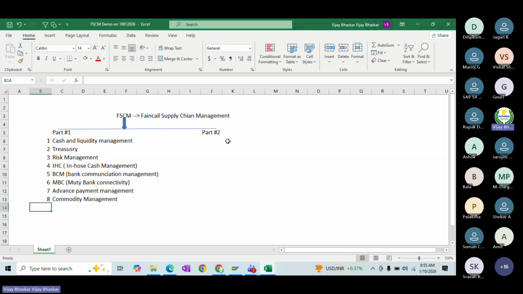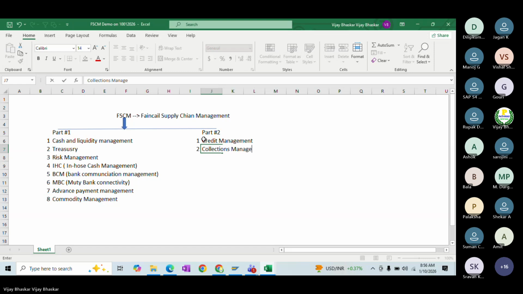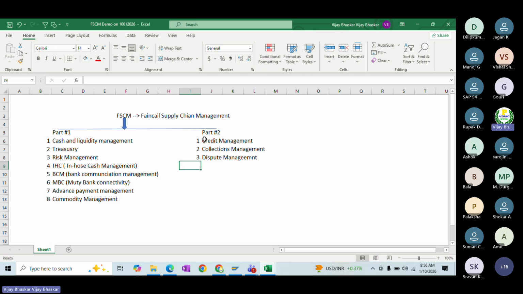Now coming to part two, it would be credit management, then collections management, then dispute management. All these are interlinked closely to your sales and distribution, followed by materials management. For the goods movement, the credit check will happen. Collections management is especially integrated with AR, and dispute management is also integrated with your AR.